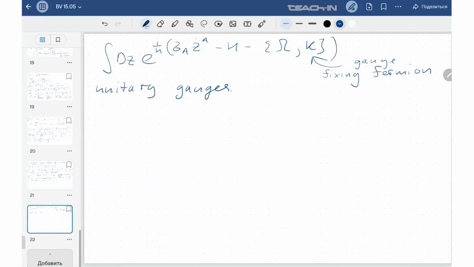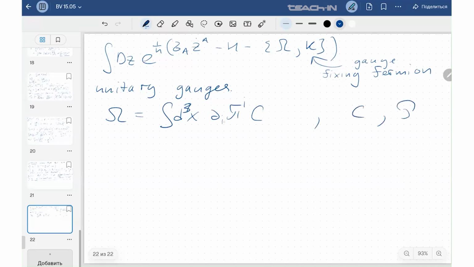Maxwell theory. In Maxwell theory, what is omega? It's the integral d3x, right, in three dimensions. Then we have the constraint ∂_i π^i times c, right? This is our constraint. And so we have ghost c and ghost p. And our constraint is not Lorentz invariant. And whatever we put here, we can't access, for instance, the Lorentz gauge.